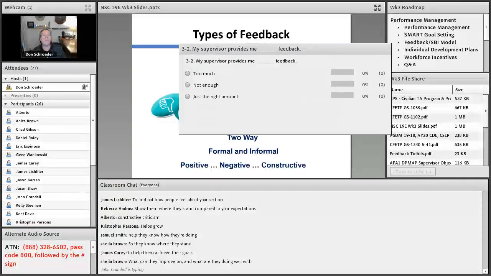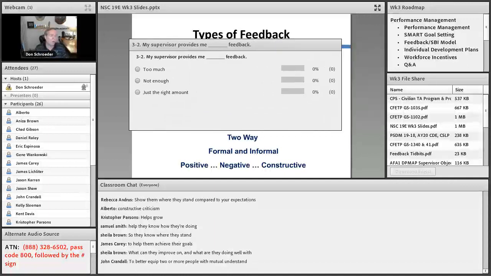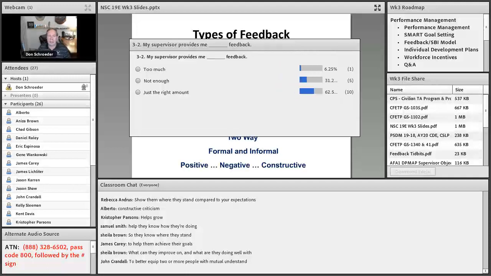This is you as a subordinate, not a supervisor. Your supervisor provides you feedback: too much, not enough, or just the right amount. You and your supervisor, how much feedback do you get? Too much, not enough, just right? So we've got one person saying too much, probably works for a micromanager, I'm guessing. Not enough, 8, and just the right amount, 13.